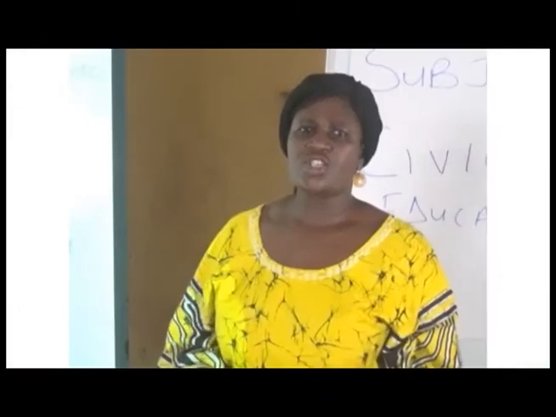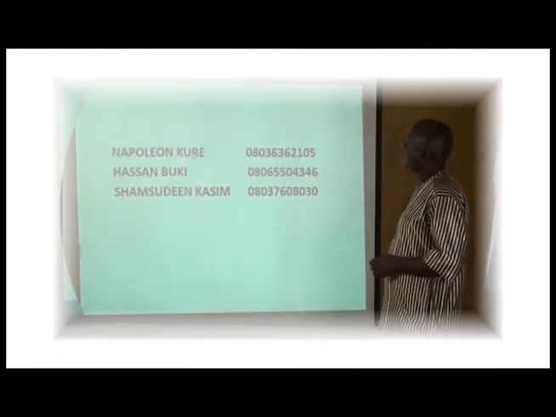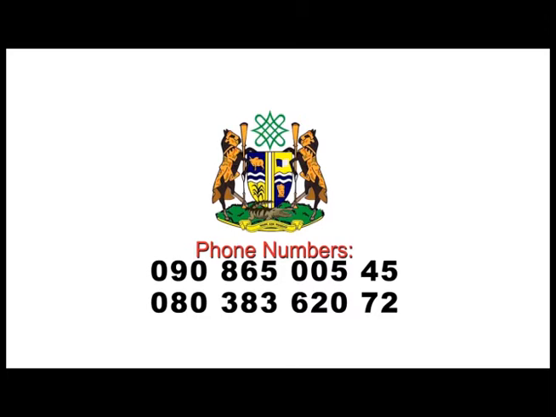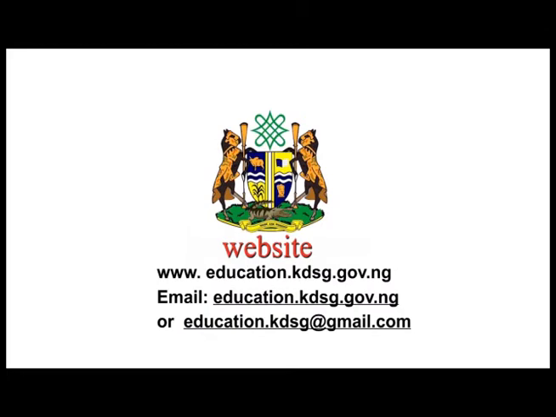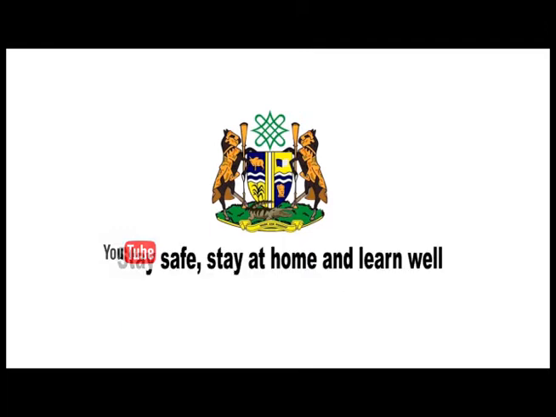Teachers making presentations will always provide their names and phone numbers during each presentation, and they can be contacted for questions, further explanations, and/or clarifications. The following numbers and contacts can also be reached for expression of any concern or observation: 090-865-00545 or 080-383-62072. Our website is www.education.kdsg.gov.ng. Our email education@kdsg.gov.ng or education.kdsg@gmail.com. Our YouTube channel, Ministry of Education, Kaduna State. Our Twitter handle @Kaduna_MOE. Or our Facebook page, Ministry of Education, Kaduna State. Stay safe, stay at home, and learn well. Thank you, happy listening, and happy viewing.